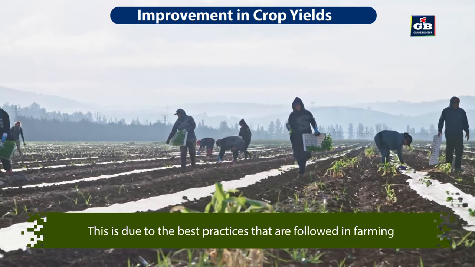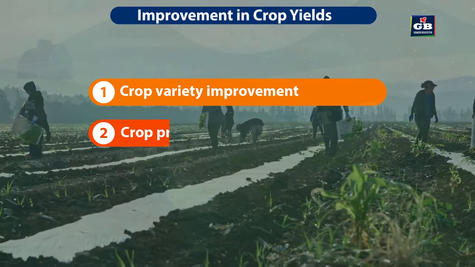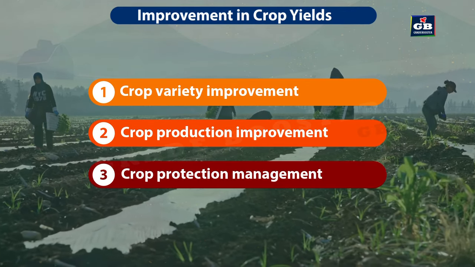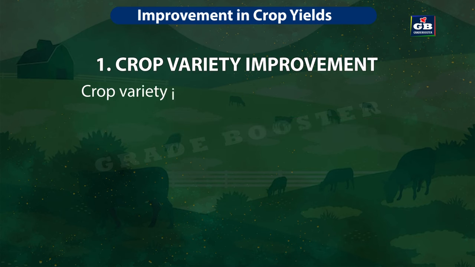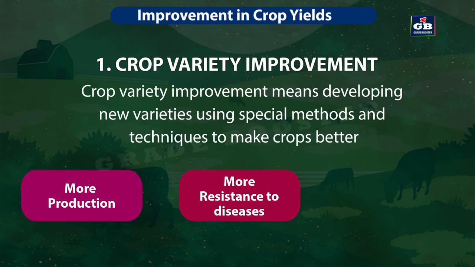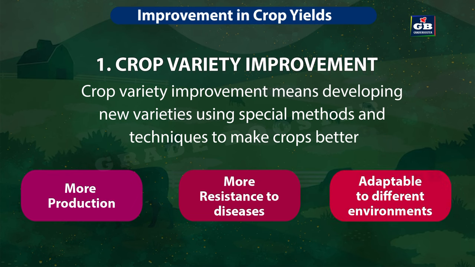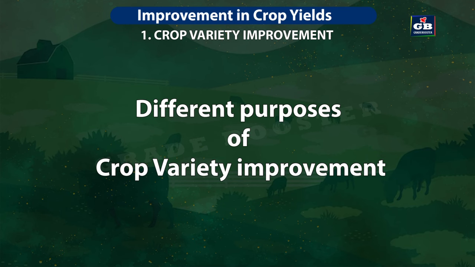These best practices are categorized into 3 groups: crop variety improvement, crop production improvement, and crop protection management. 1. Crop variety improvement. Crop variety improvement means developing new varieties using special methods and techniques to make crops better, like making them give more produce, making them resistant to diseases, and helping them grow well in different environments. Let us see different purposes for the crop variety improvement in detail.